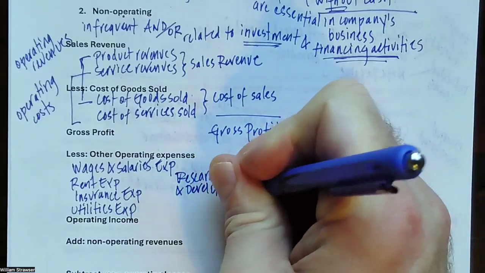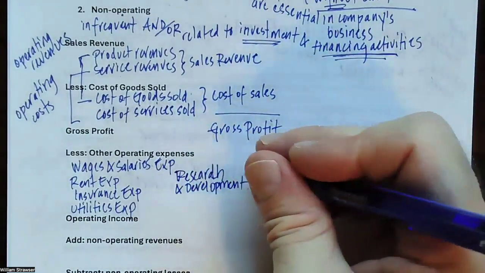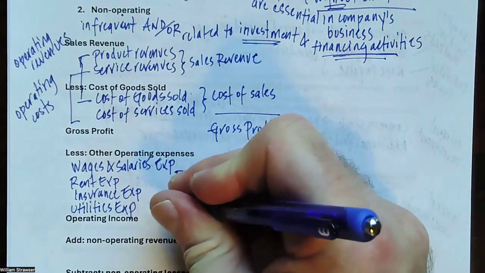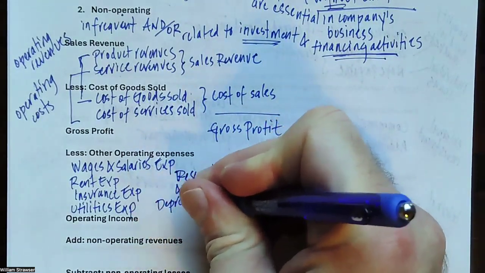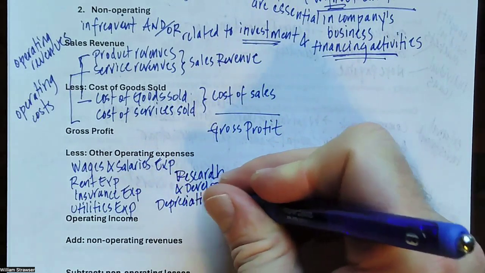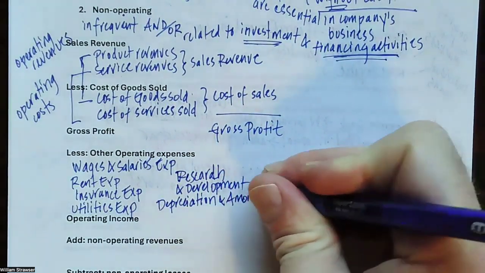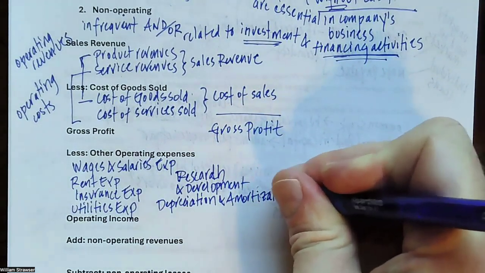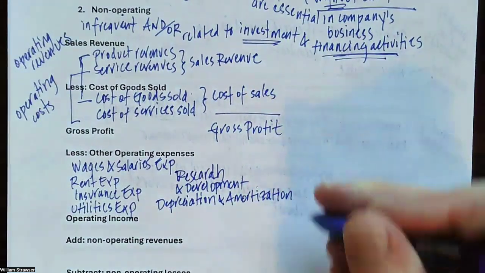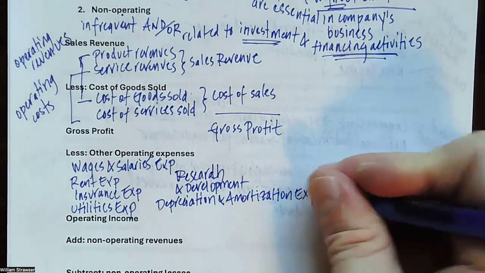And also one that you might not think is operating, but is depreciation expense. And will include both depreciation applied to fixed assets and amortization, which is applied to intangible assets.